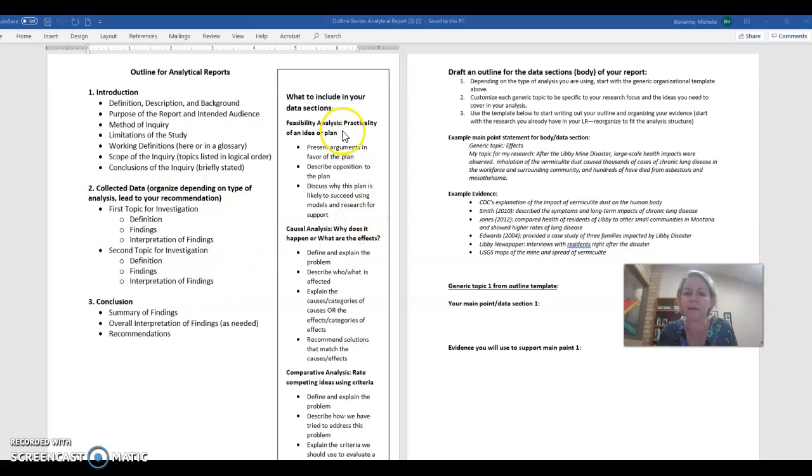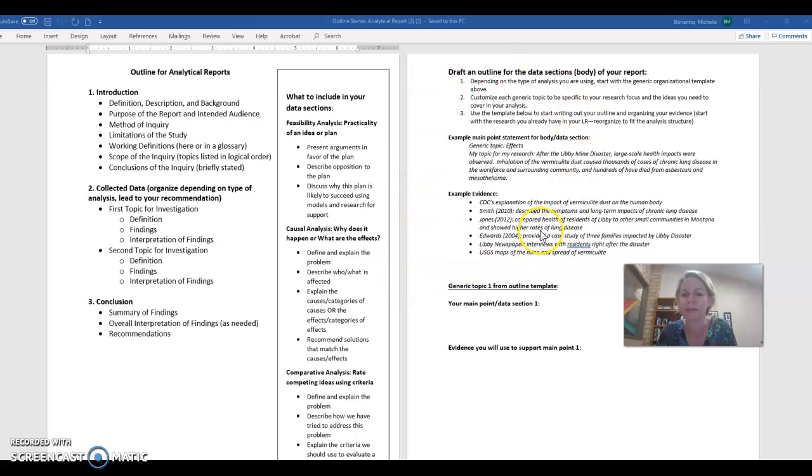And here on this handout, it provides you examples of topics for causal, feasibility, and comparative analysis. So these are the topics that will plug into the body of my report depending on what type of analysis I'm doing. So for example, if I was going to do a causal analysis, I would take these general topics and I would write about them in the body of my report.